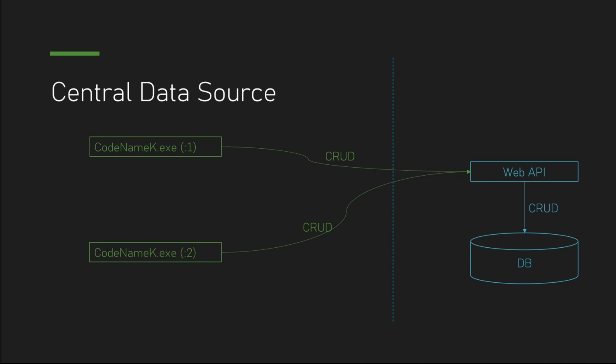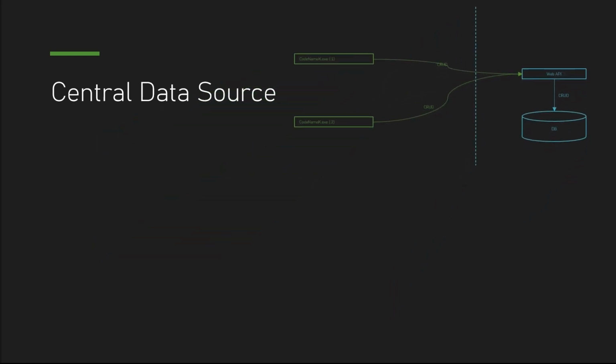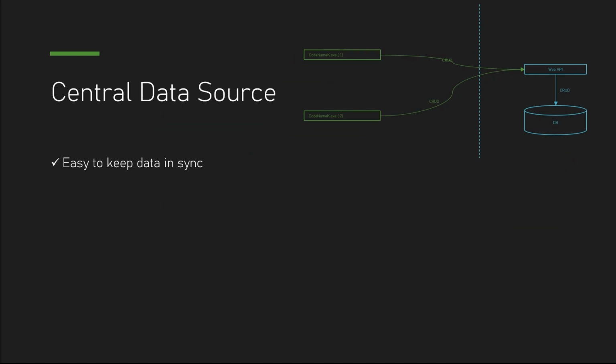For this model, the advantage is that since there's only one set of data, there's no data consistency issue. So the data is always in sync, it's guaranteed. However, it also comes with several disadvantages. Firstly, since the data center is remote, it will require a constant network connection.